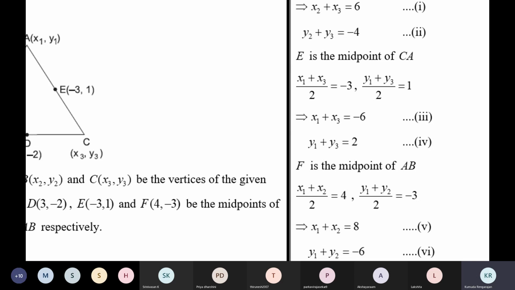So here, children, you will get the values of x1, x2, x3 separately. Then you will get y1, y2, y3. Put them together and find the coordinates of the vertices A, B, and C. Put x1 and y1 together, they will be the coordinates of A. Put x2 and y2 together, coordinates of B. Put x3 and y3 together, coordinates of C. That's all.